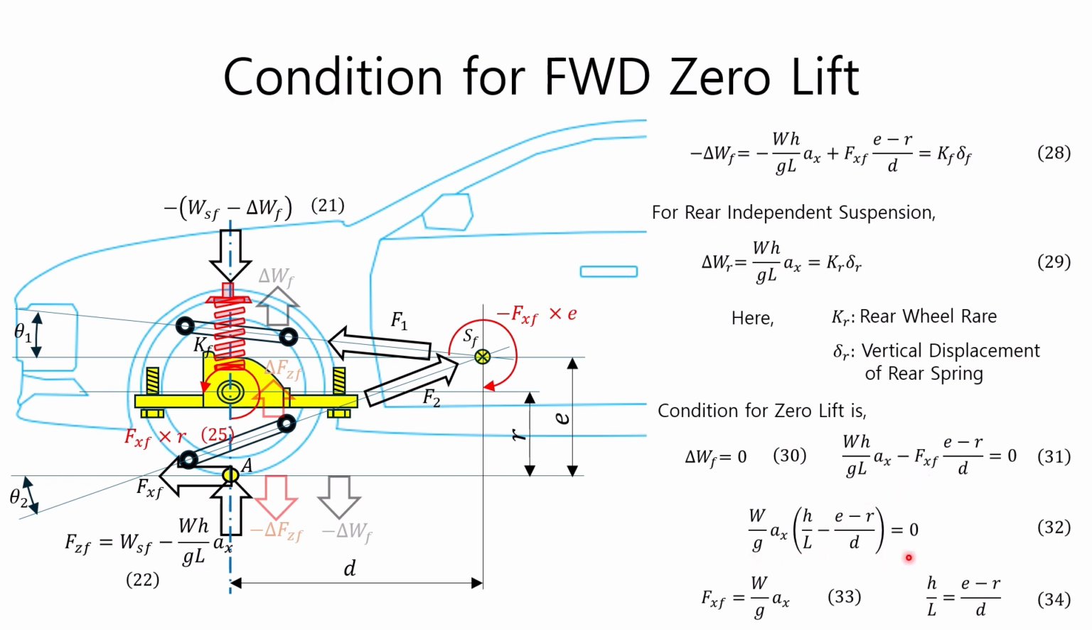For equation 32 to hold, the expression inside the parentheses must be zero, so we obtain equation 34, which represents the conditions for lift to become zero. Please remember that, for a solid axle suspension, the fraction on the right side of equation 34 was E/d for the zero lift condition, but for an independent suspension, it changed to E-r/d.